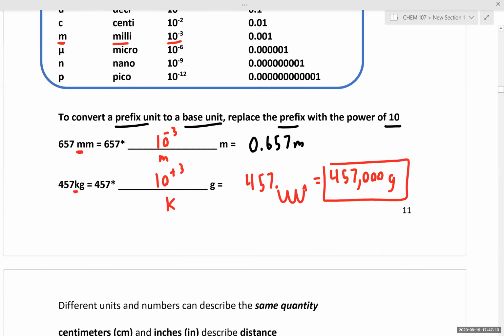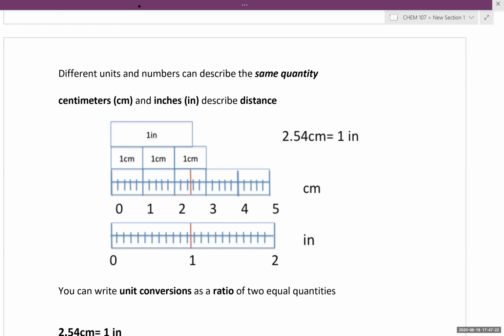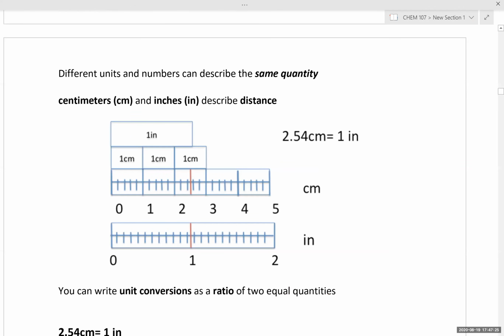So let's keep going now, and let's talk about unit conversions and how they actually function. As we can see from this figure, different units and numbers can describe the same quantity, right? Centimeters and inches both describe distance. And we know that 2.54 centimeters is equal to 1 inch. Does everyone notice how if we look at these two lengths, 2.54 centimeters is the same length as 1 inch? Does everyone see how they represent the same length in our physical world?